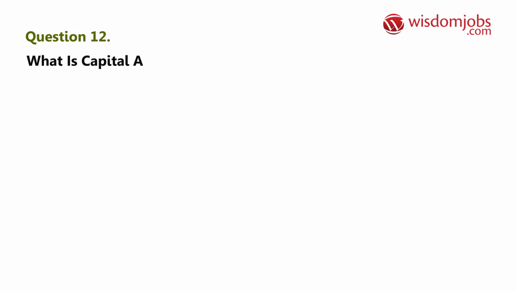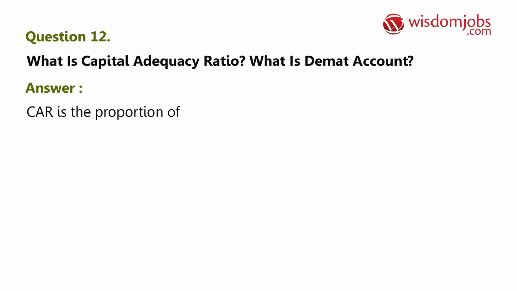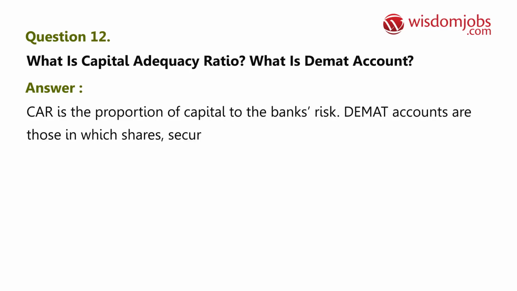Question 12. What is capital adequacy ratio? What is demat account? Answer. CAR is the proportion of capital to the bank's risk. Demat accounts are those in which shares, securities and insurance policies are kept in electronic form.